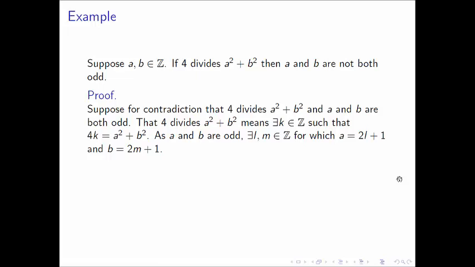The very next step of any proof is unpacking those three assumptions. The fact that 4 divides a squared plus b squared means that there's some integer, let's call it k, for which we can write 4k as a squared plus b squared. Similarly, if we use the definition of an odd number and assume that a and b are odd, we get two other equations: a can be written as 2l plus 1 for some integer l, and b can be written as 2m plus 1 for some integer m.